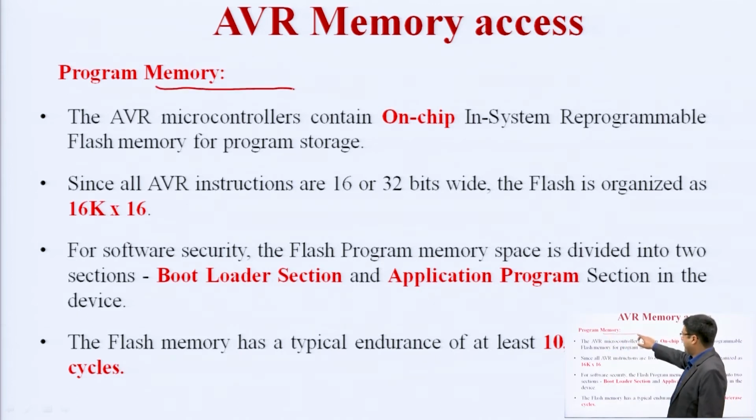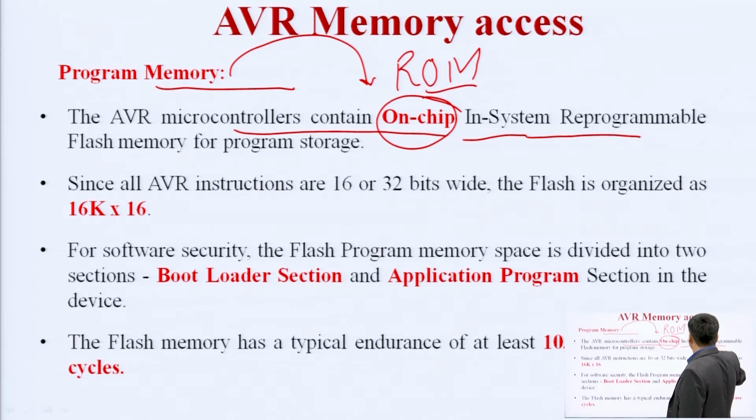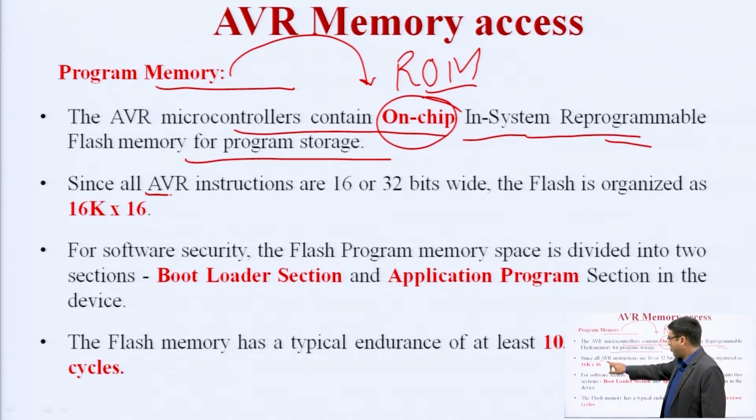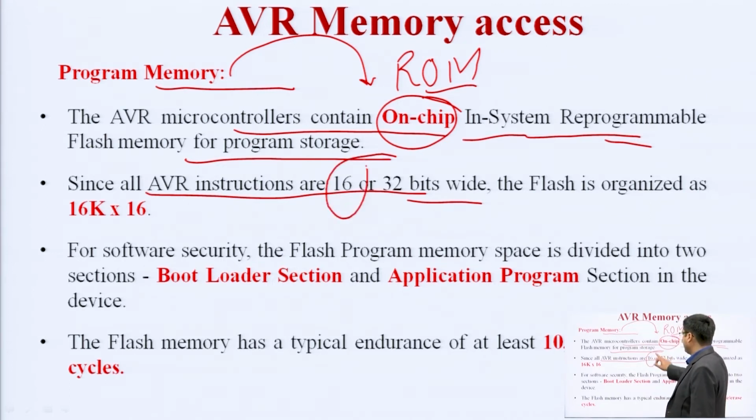First one is the program memory. Program memory is basically a ROM, read only memory. The program is fixed, it is independent of the power supply. The AVR microcontrollers contain on chip memory. It has on chip in system programmable flash memory for program storage. Since all AVR instructions are 16 or 32 bits, we can see in our previous slide that all the instructions are available as either 16 or 32 bits wide.